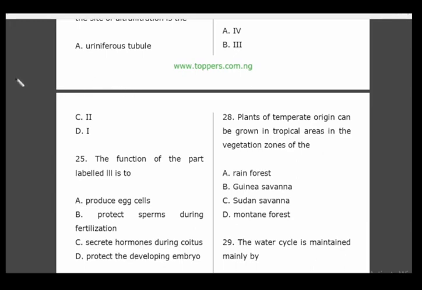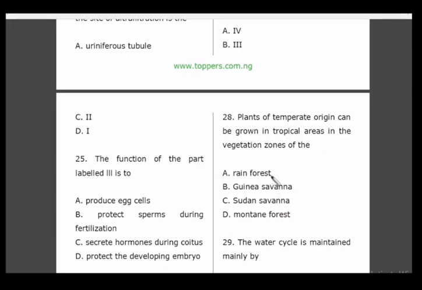When we look at the temperate regions, they are polar regions. So plants that are grown in the temperate regions, those are plants that are specifically adapted to extreme cold or extreme heat. Such organisms, they said that they can be grown in tropical areas. Those are places that have moderate temperature. They do not have extreme cold or extreme heat. And so in which of these zones can we have such? So we have rainforest, we have Guinea savanna, we have Sudan savanna, and we have mountain savanna.